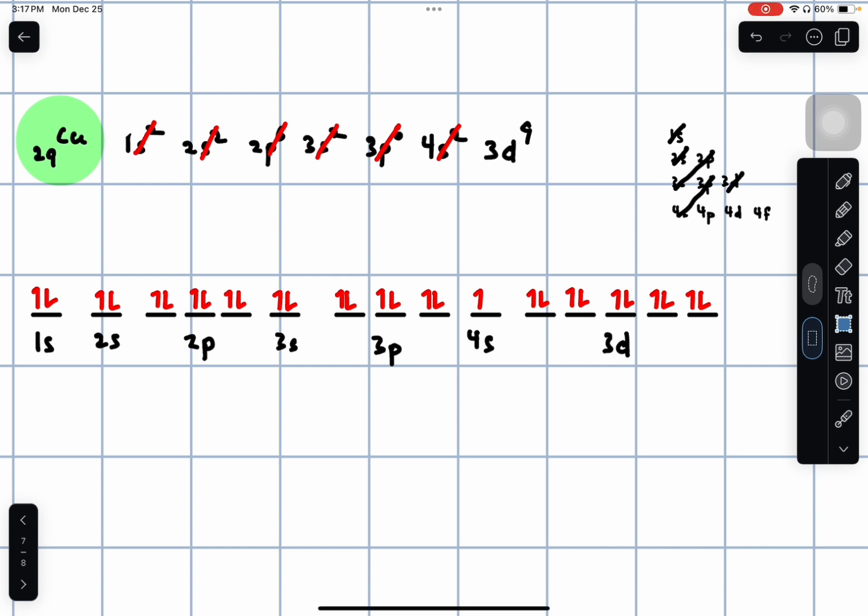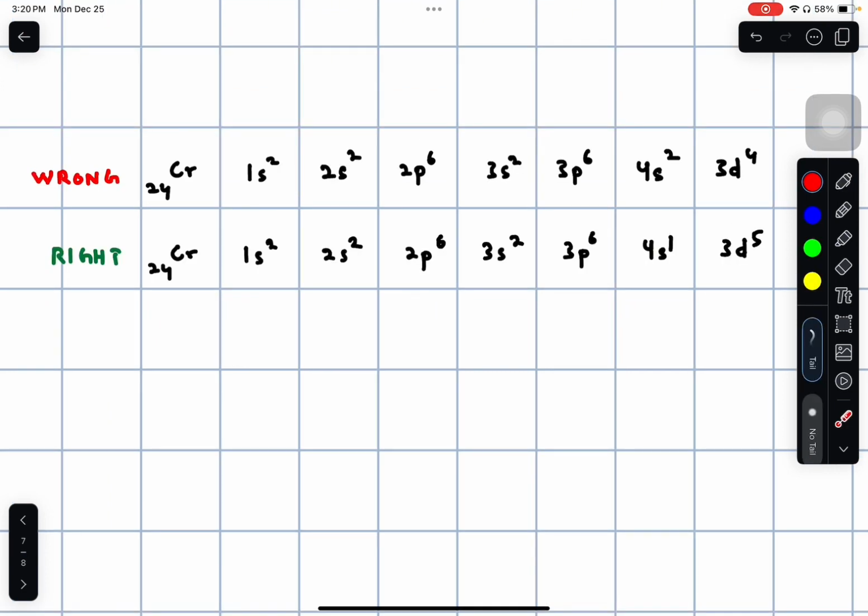Now we have the correct version. So instead of 4s2 3d9, the correct structure would be 4s1 3d10. In summary, the wrong version to write chromium would be 4s2 and 3d4. It should be 4s1 and 3d5.